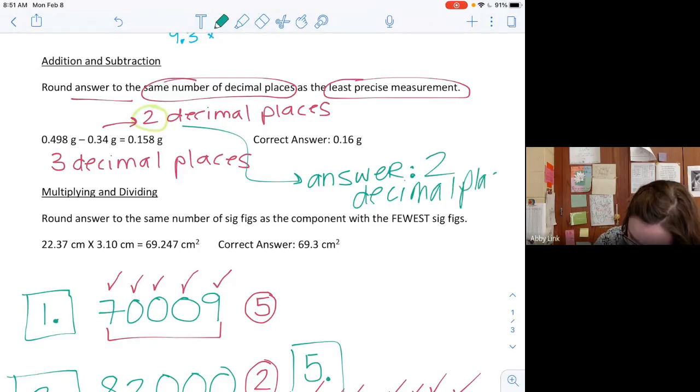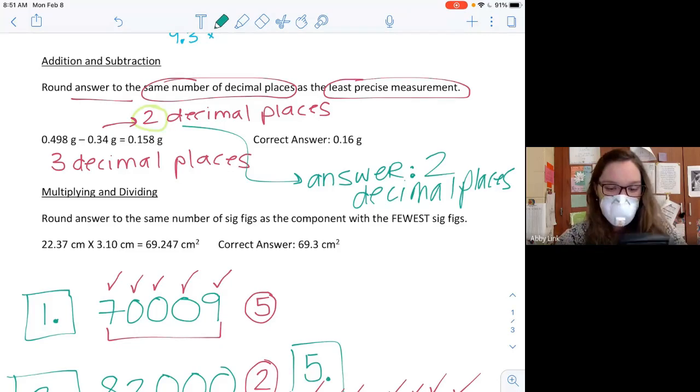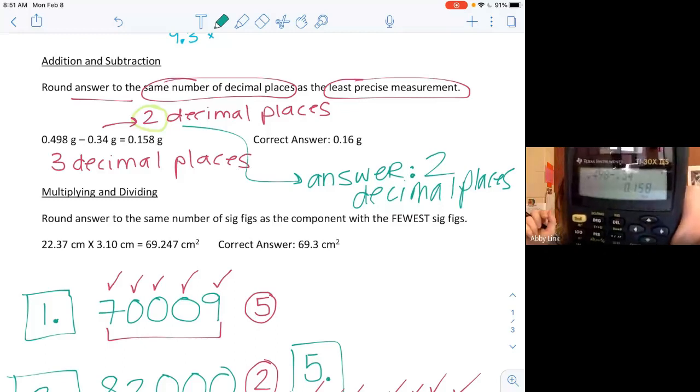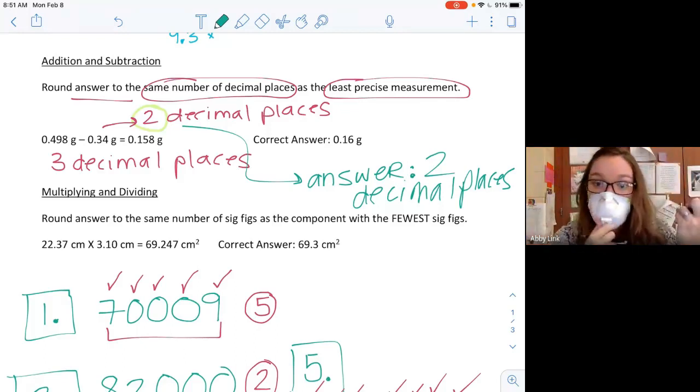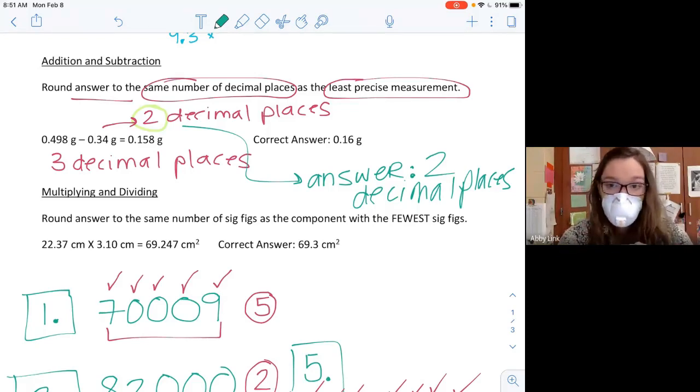Now, if you were to type this subtraction into your calculator, I'm going to do it: 0.498 minus 0.34, I get 0.158. So I get 3 numbers after the decimal point, so I have to round here. And that's the whole deal. You're probably going to have to round for most addition and subtraction problems. We'll do a couple more of these on your actual worksheet before I dismiss you.